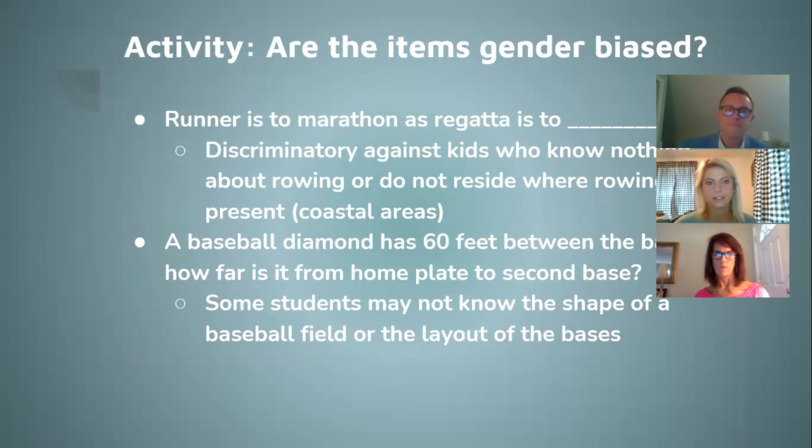So our first activity goes right along with bias, and I just gave two little examples. One of the questions is, runner is to marathon as regatta is to, and they're just basically saying that this is a discriminatory item because some kids are not privileged enough to know about rowing or live even where rowing would be taking place, like on the coast. If you live not on the coast, you're not going to know what rowing is.